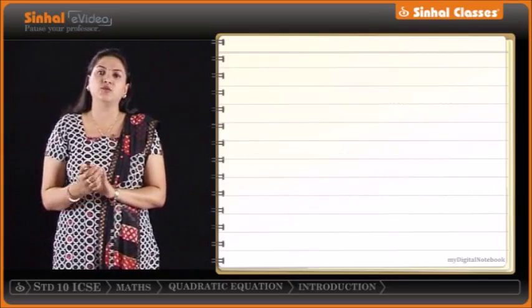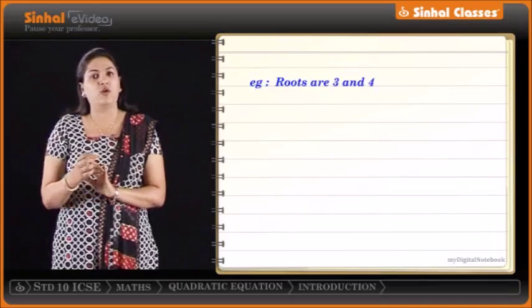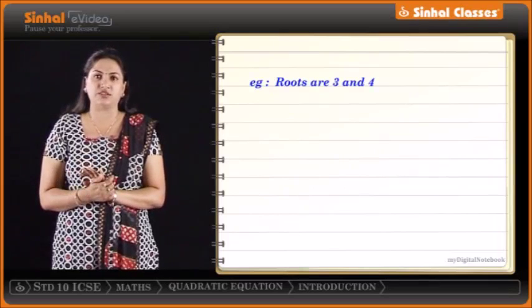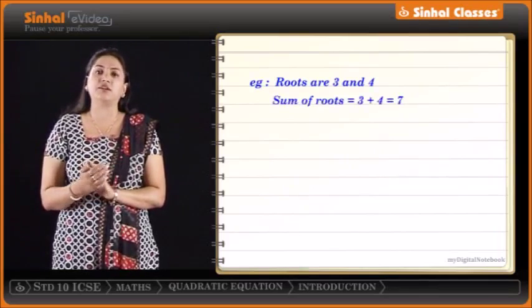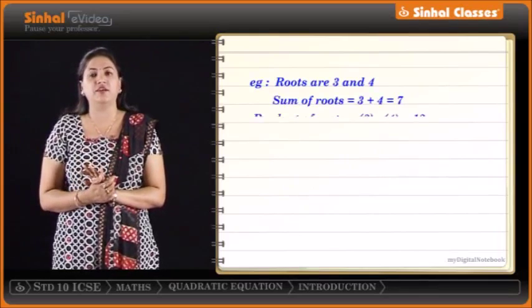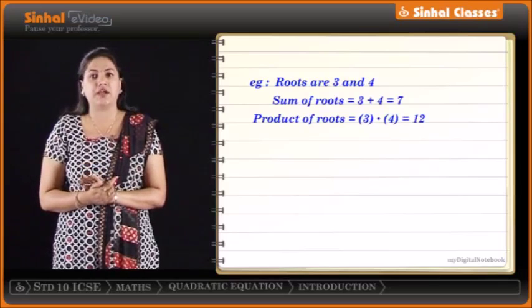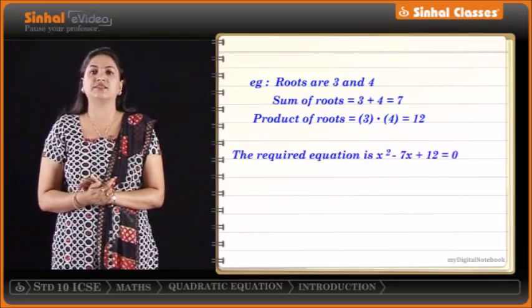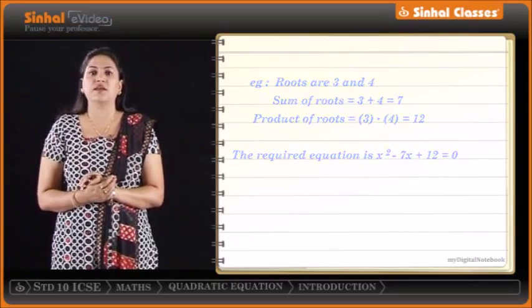Example, if the roots of the equation are 3 and 4, we want to form the quadratic equation. So the sum of the roots will be 7, the product of the roots will be 12. So the quadratic equation formed will be x² - 7x + 12 = 0.